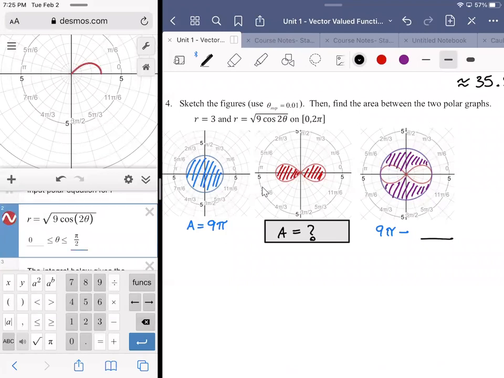Pi over 4 and pi over 2 is giving me the same portion, and it's just a question of, okay, well, what's going on there? All right, so let's take, like I said, a step back. Now let's look at the algebra of this.